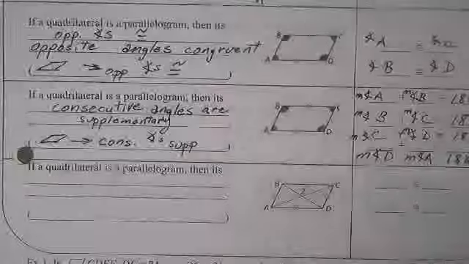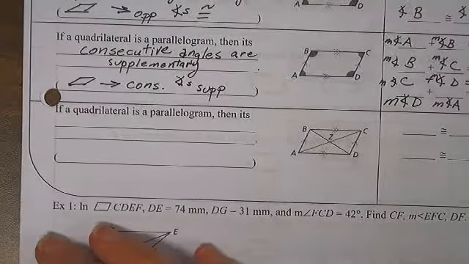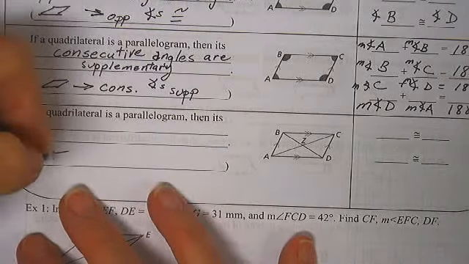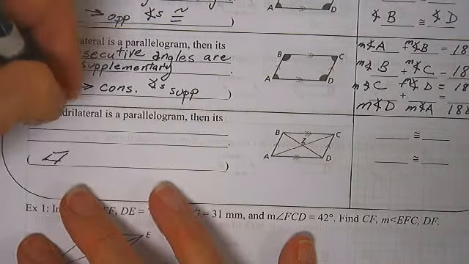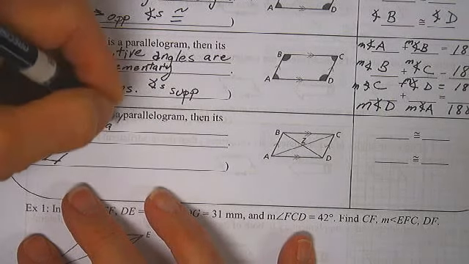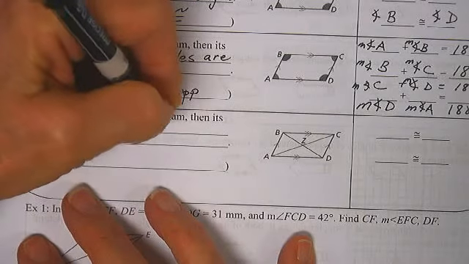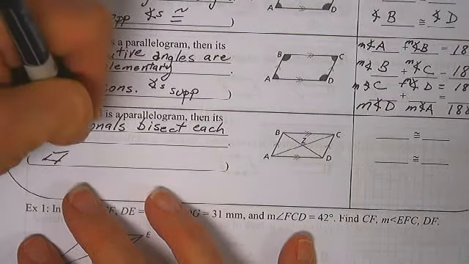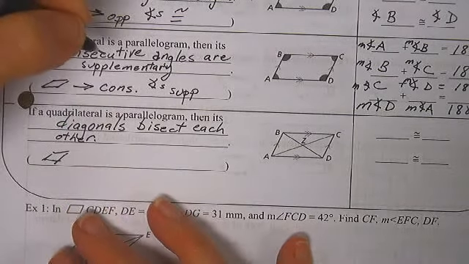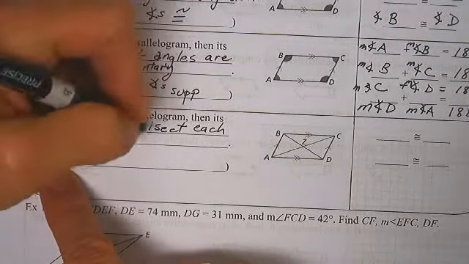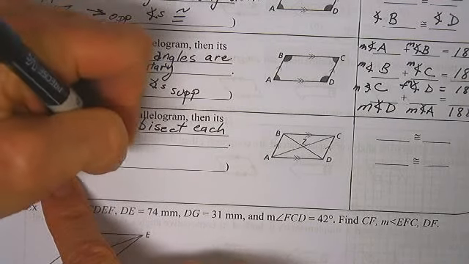Anything else? Well, yes. As a matter of fact, I'm so pleased that you asked, because this is vitally important. If you have a parallelogram, then the diagonals bisect each other. How cool is that? If we have a parallelogram, then the diagonals bisect.